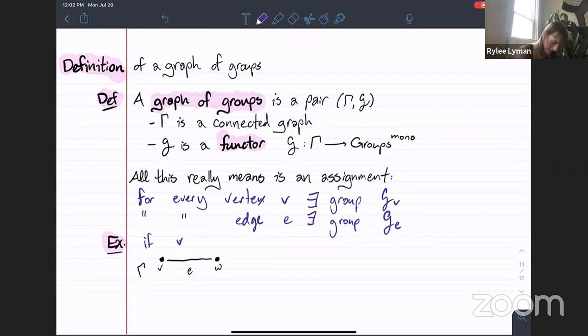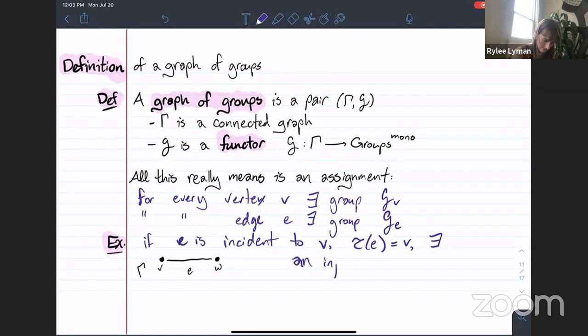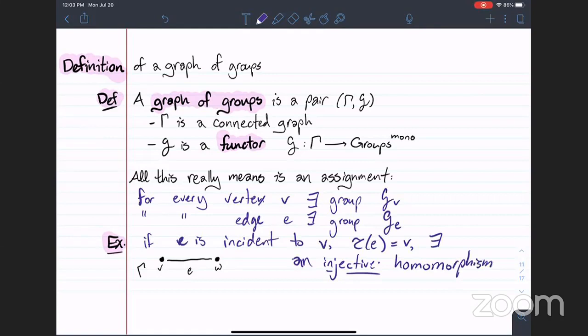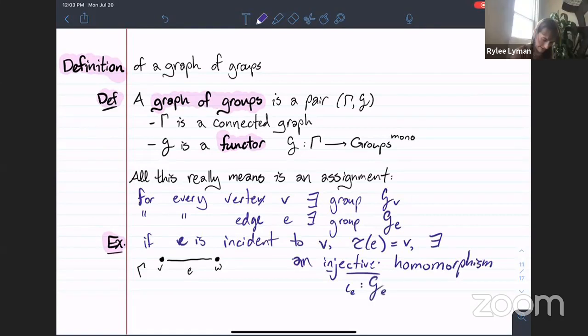And if E is incident to V, say if the terminal vertex of E is V, then there's an injective homomorphism of groups. So I'm going to underline this: homomorphism, which I will call iota sub E, from the group associated to E to the group associated to V. And I'm requiring that this homomorphism is injective. Cool.